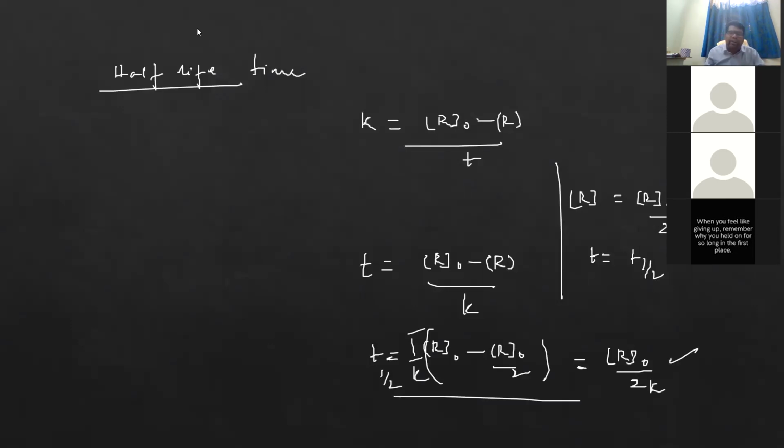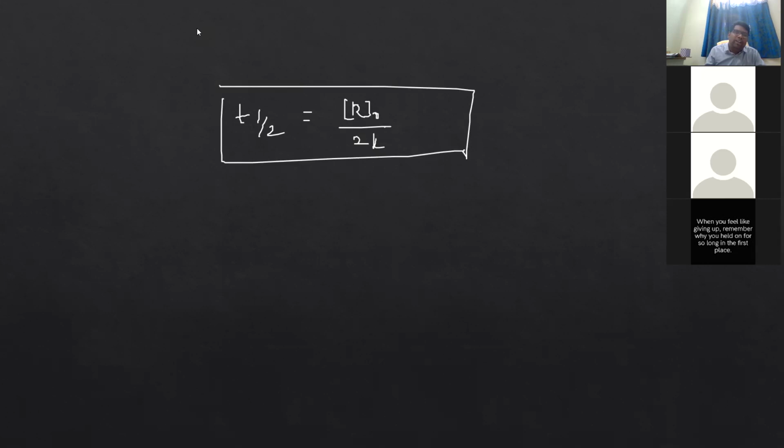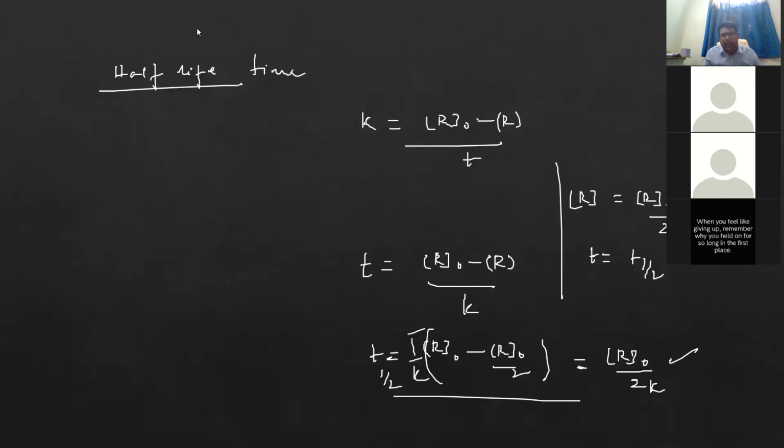So what is the half-life time of a zero order reaction? t1/2 is equal to the concentration [R]0 by 2k. This is the half-life time of a zero order reaction, if you substitute [R] equals [R]0 by 2 and t equals t1/2.